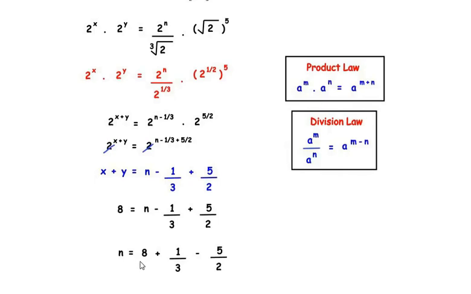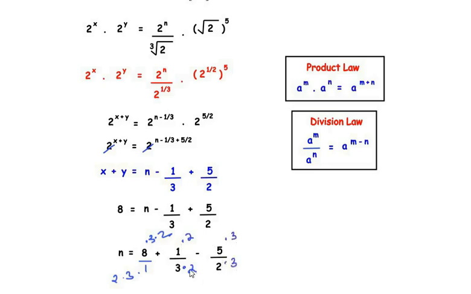Now 8 can be written as 8 over 1 and this denominator does not have the number 3 and 2. So we are going to multiply the numerator with 3 and 2, and we are also going to multiply the denominator by 3 and 2. Now for the second fraction, we are going to multiply the denominator 2. So we have to multiply the 2 with 1 as well, that is the numerator as well as the denominator. Now for the third fraction, we are going to multiply 3. So here we are going to multiply 5 by 3 and 2 also by 3.